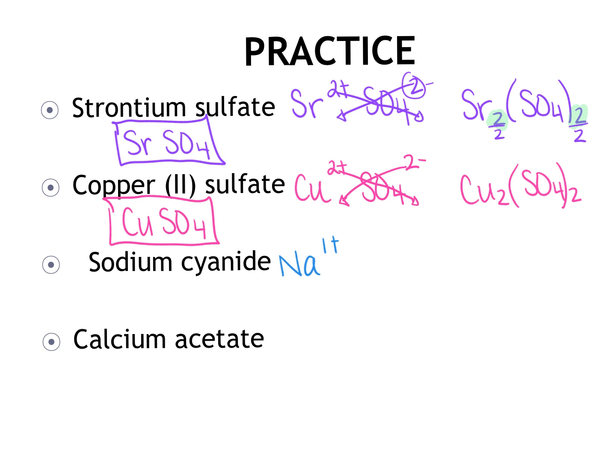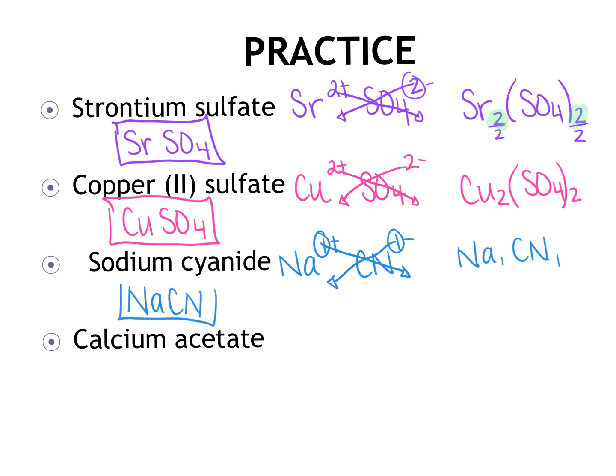So take a look on the back side. Have you found cyanide yet? What's the formula? CN, -1 charge. All right. So we have our charges. What's the next step? Crisscross. We end up with Na1, CN1. Do we write the ones? No. So we're just going to write this one as NaCN.